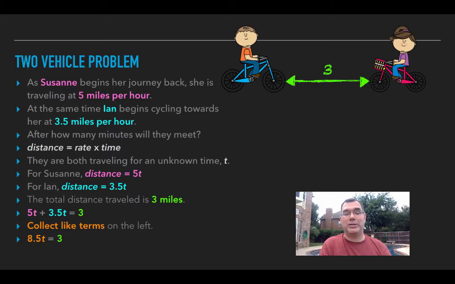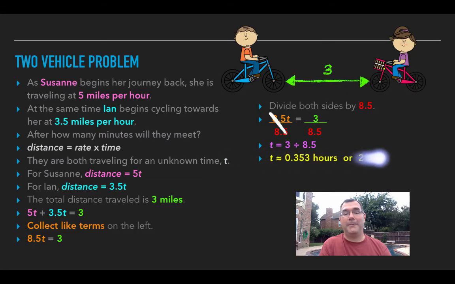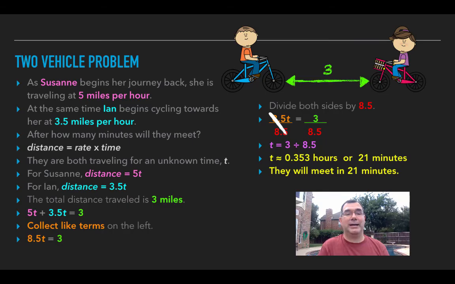It's a one-step equation, so I will divide by whatever t is being multiplied by, which is 8.5. I do that, the 8.5s cancel, and so t is equal to 3 divided by 8.5. And that works out to, on a calculator, 0.353 hours, which doesn't make a whole lot of sense. So multiply by 60 to convert that to minutes, and you get 21 minutes. So they are going to meet in 21 minutes. So that's pretty much everything I can give you as far as a weighted average problem goes.